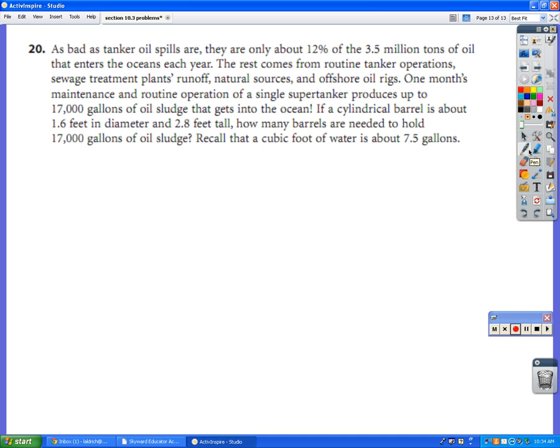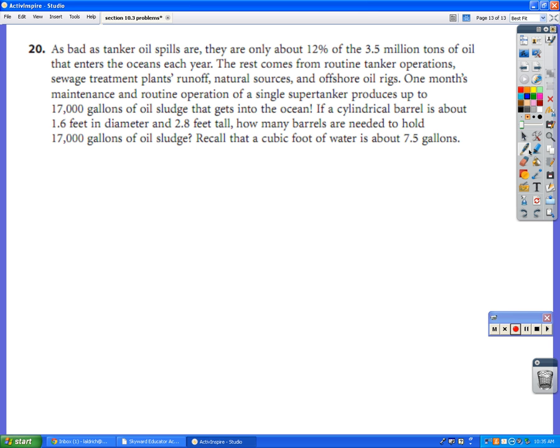So yesterday when we were talking about volume, we talked about a couple of different oil spills. We talked about the Exxon Valdez oil spill, and we talked about the oil that was spilled during the Gulf War. It says, as bad as tanker oil spills are, they are only about 12% of the 3.5 million tons of oil that enters the oceans each year. The rest comes from routine tanker operations, sewage treatment plants, runoff, natural sources, and offshore oil rigs. One month's maintenance and routine operation of a single supertanker produces up to 17,000 gallons of oil sludge that gets into the ocean.